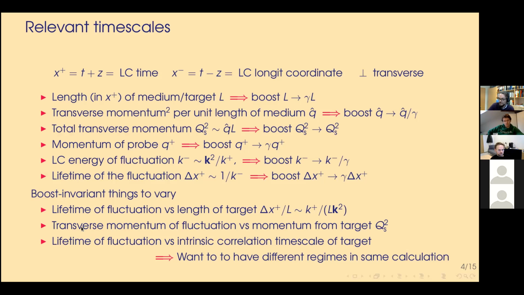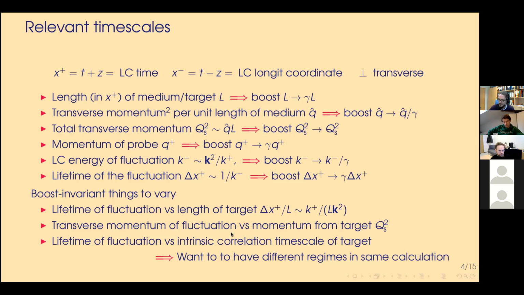target. Transverse momentum of the fluctuation, somehow, for example, a quark splitting into quark gluon will have some relative transverse momentum. How large or small is that transverse momentum compared to the total transverse momentum you accumulate from the whole target? That's a meaningful comparison. The lifetime of such a fluctuation versus whatever is the intrinsic correlation timescale of the target. Again, a dimensionless ratio is a meaningful Lorentz invariant quantity to look at.